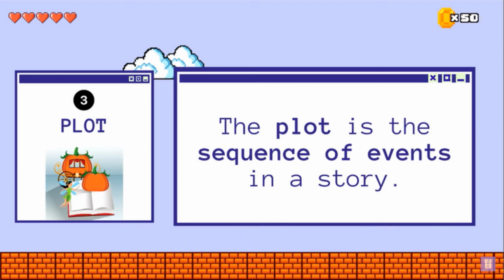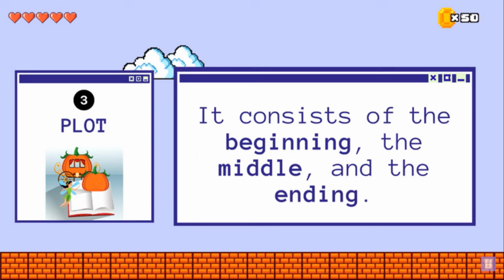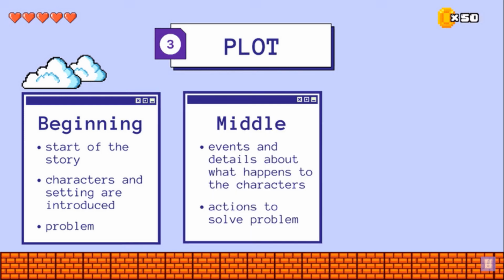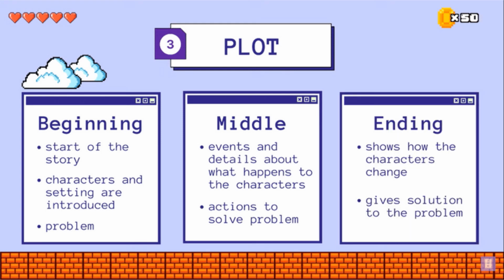Third is plot. The plot is the sequence of events in a story. It consists of the beginning, the middle, and the ending. Beginning. Start of the story. Characters and settings are introduced here, as well as the problem faced by the main character. Middle. Events and details about what happens to characters. Actions they made to solve the problems. Ending. It shows how the characters change and it gives solution to the problem.